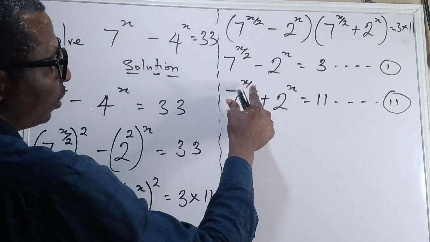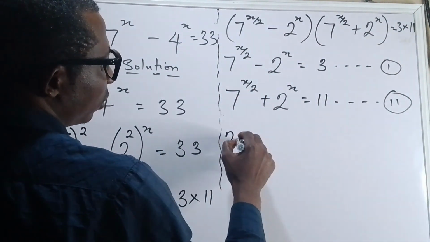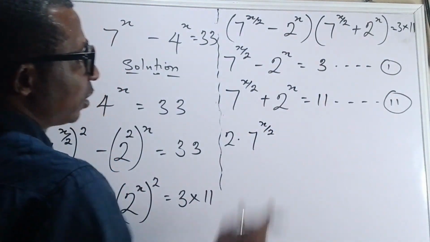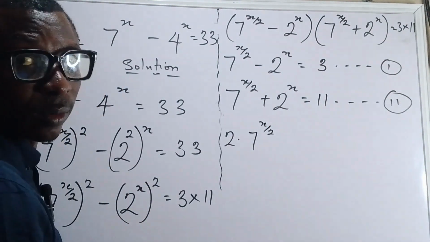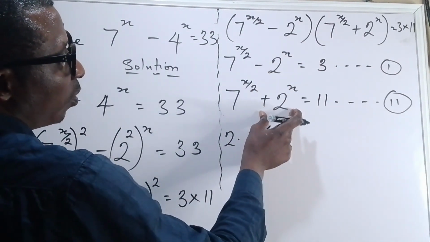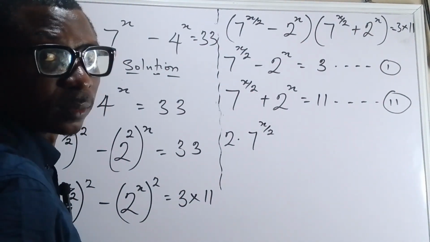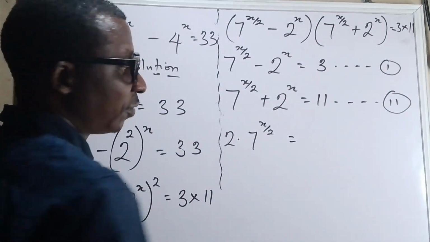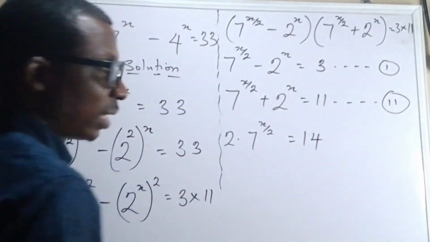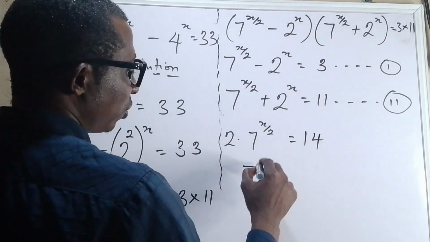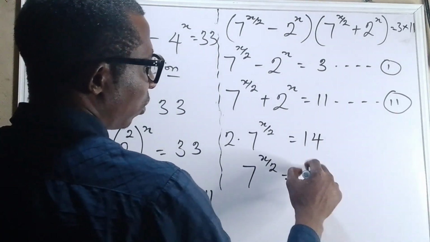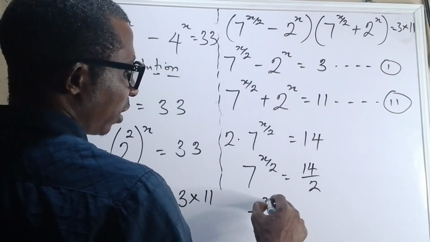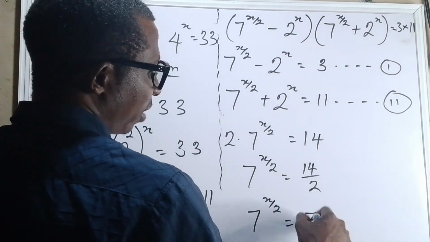So when you add this and this together, you have 2 of 7 raised to the power of x over 2. Right? So when you add this and this together, you have 0, because they are the same terms but opposite signs. So now add this and this together, you have 14. Okay, so you can divide both sides by 2. So you have 7 raised to the power of x over 2 equals 14 over 2. And that gives you 7 raised to the power of x over 2 equals 7.